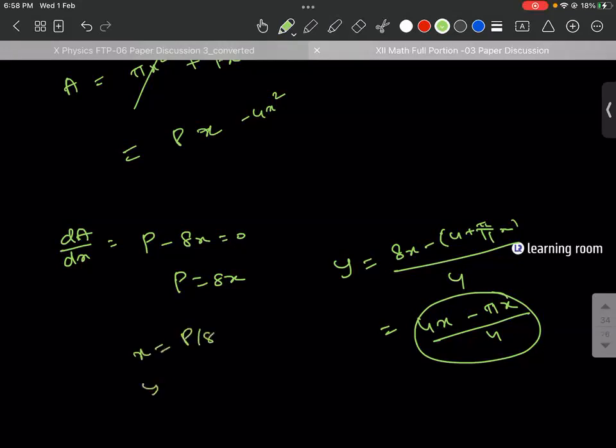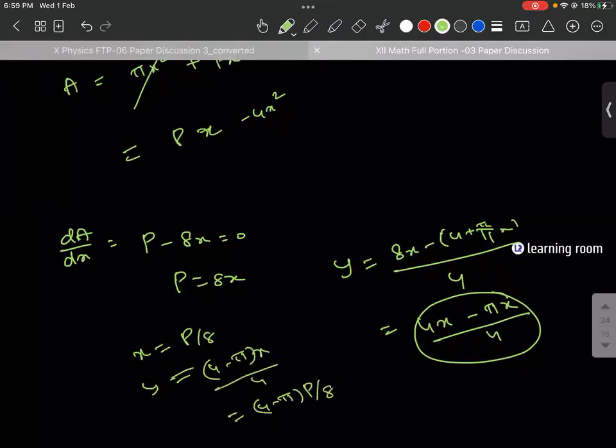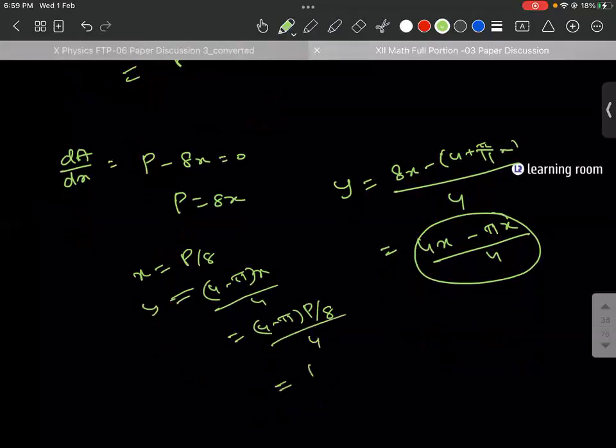x is equal to p by 8, y is equal to (4 minus pi) into x divided by 4. (4 minus pi) into x, where x is p by 8, by 4. That will be p into (4 minus pi) divided by 32. That is the answer.